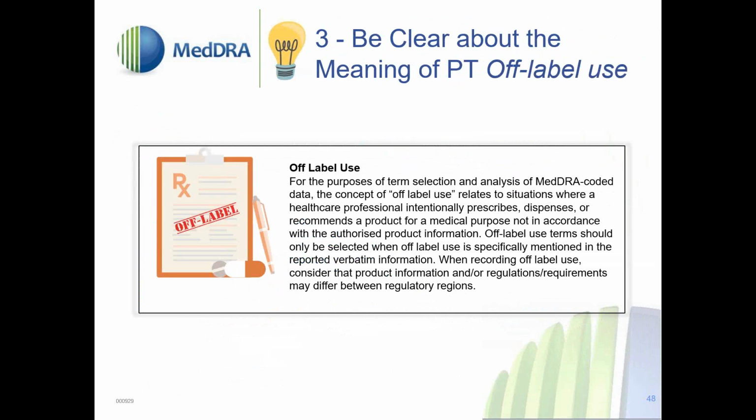So here we are with the off-label use. Always consider the criteria and information required to select a term under the PT off-label use. Off-label use relates to situations where a healthcare professional intentionally prescribes, dispenses, or recommends a product for a medical purpose that is not in accordance with the authorized product information. It has to be an HCP, it has to be intentional and for a medical purpose in the context of therapeutic use. So these are the criteria that must be met for the high-level classification.